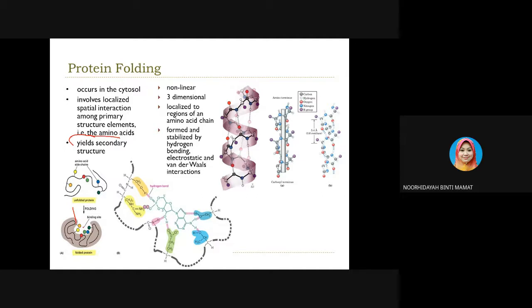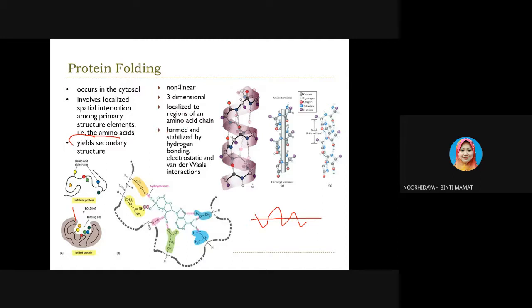So this is the binding site. Okay, so the secondary structure is actually non-linear. Just now we were talking about the primary structure being linear. So the secondary structure is non-linear because they are folding together. Okay, and also three-dimensional and localized to a region of an amino acid chain.